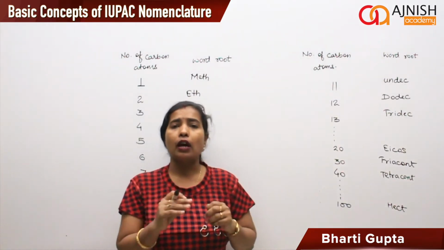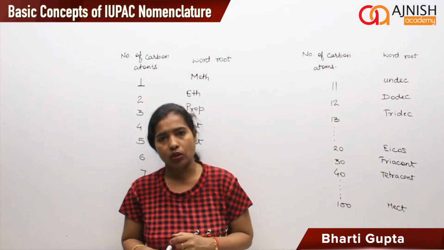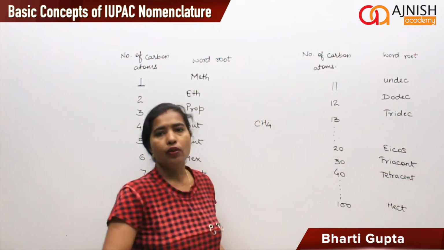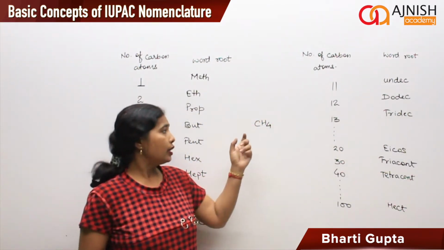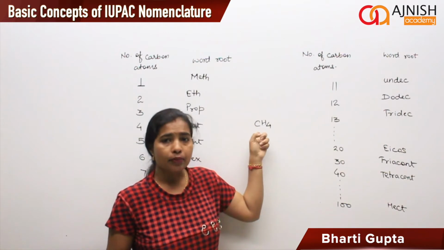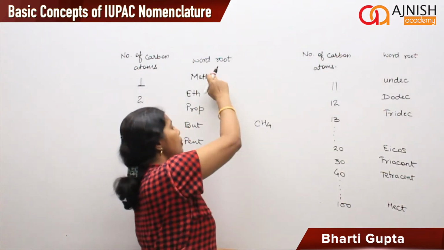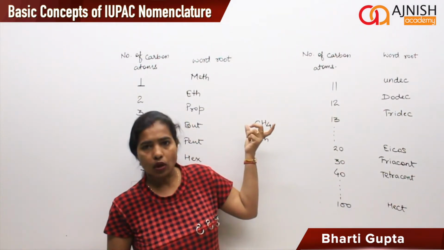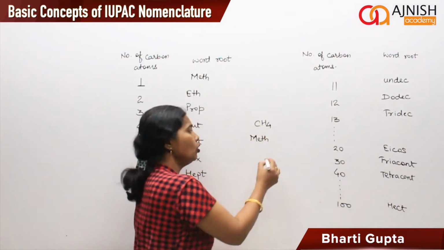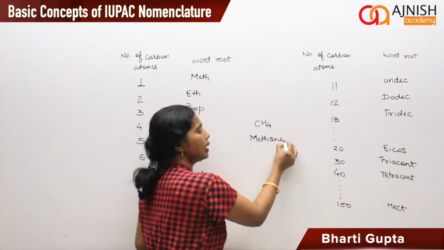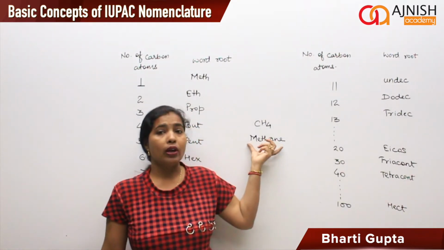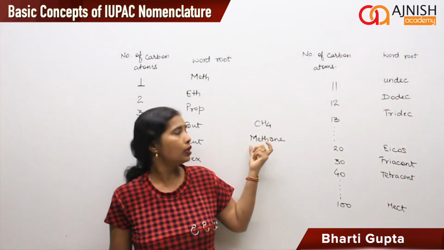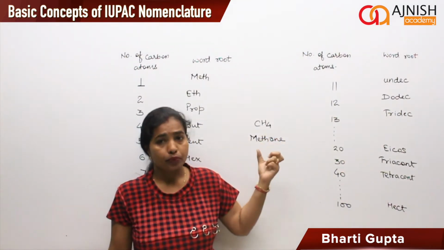Now if you consider the simplest organic compound, we know the simplest organic compound is CH4. Here we can see there is only one carbon atom, so the word root used here will be meth. And there is no carbon-carbon bond, so it is a saturated compound. We use the primary suffix ane. So this compound is called methane. This is the simplest organic compound. It is called methane.